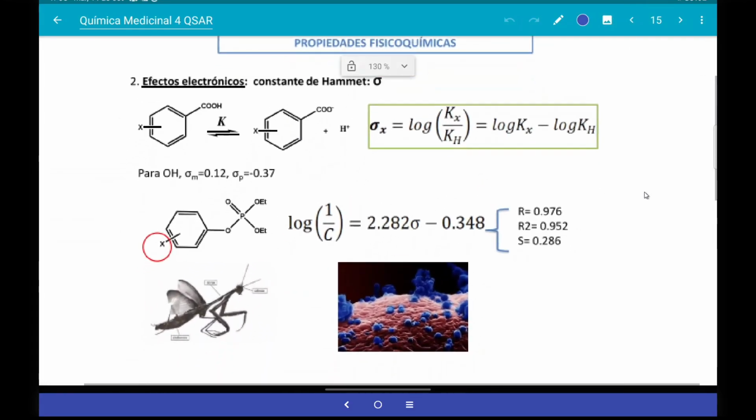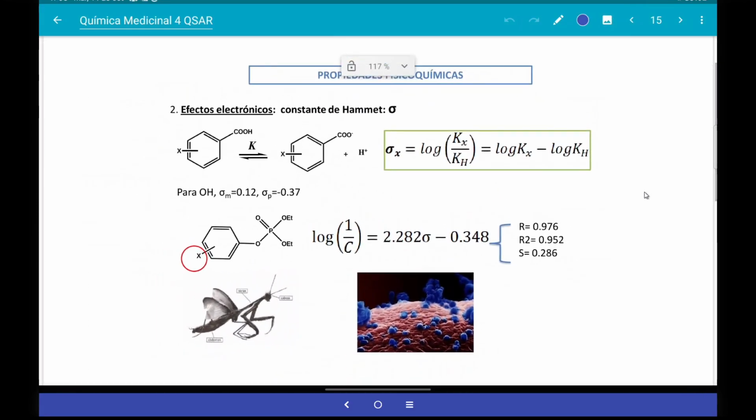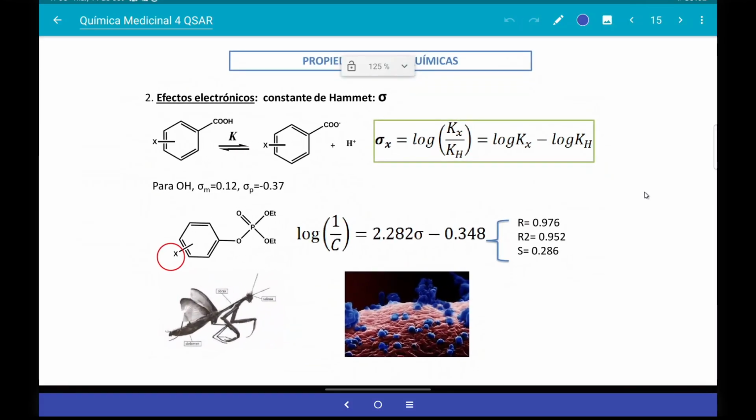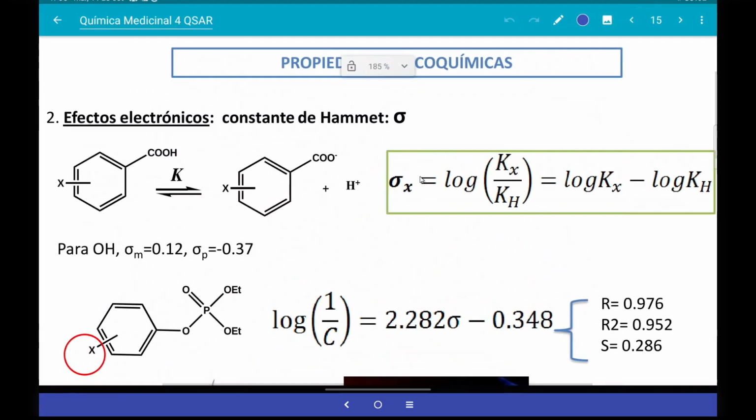Look how interesting it says here: electronic effects, a QSAR equation with the Hammett constant. Well, first, let's remember some particular things. If we go up, we have the dissociation of benzoic acid. Remember that this is the empirical model for the determination of a Hammett constant. And what does the Hammett constant measure? It has positive values if the substituent is electron-attracting, and negative if it is electron-donating, which would be the most correct terms.